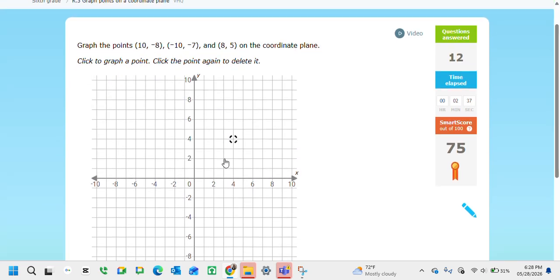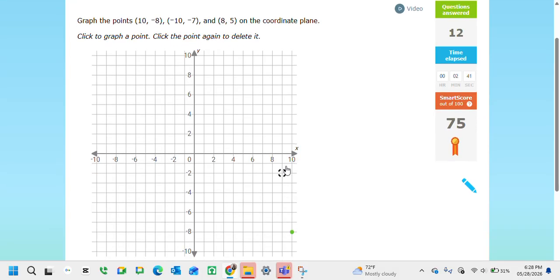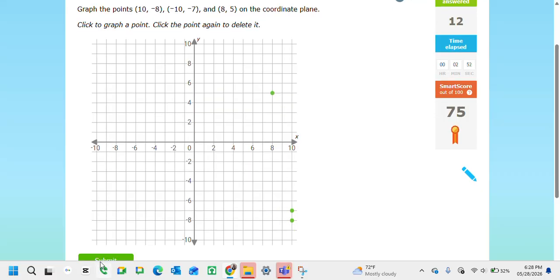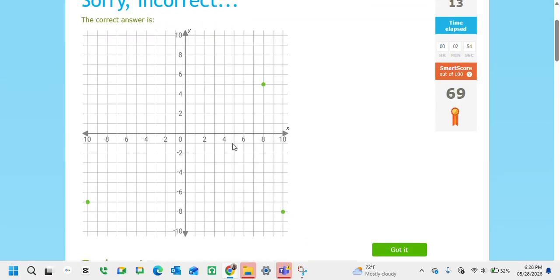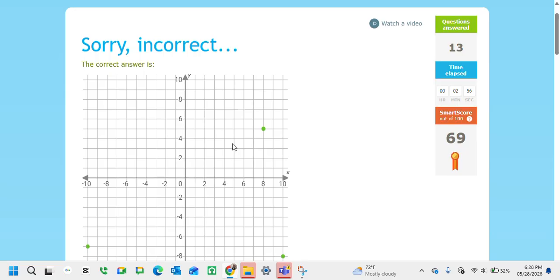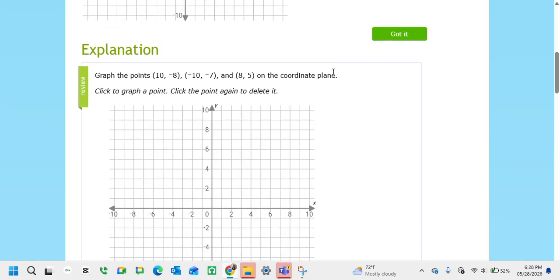Click to graph a point. 10, -8, 10, -7, and 8, 5. Well, that's one weird shape if you connect the dots. Oh yeah, I kind of read that wrong.